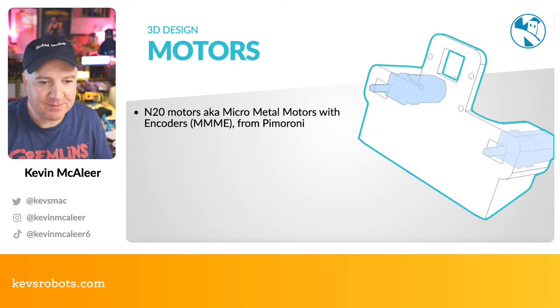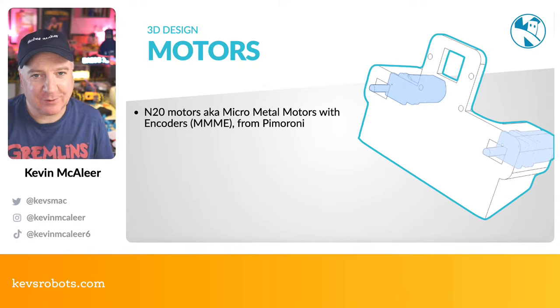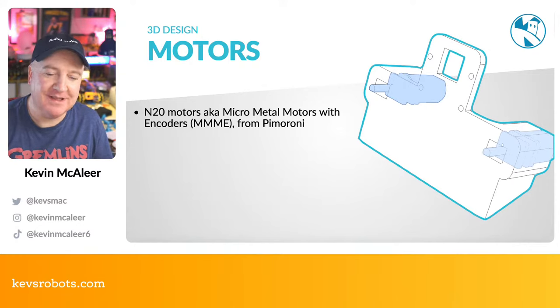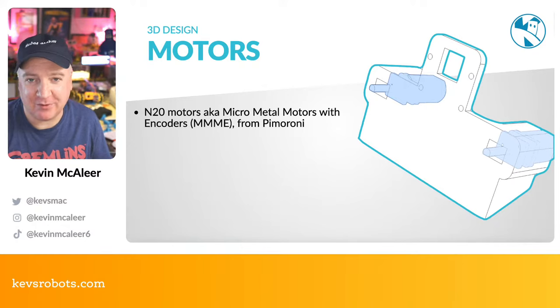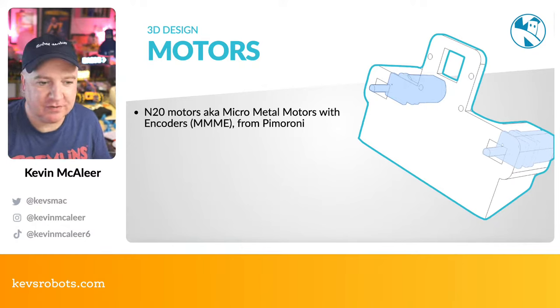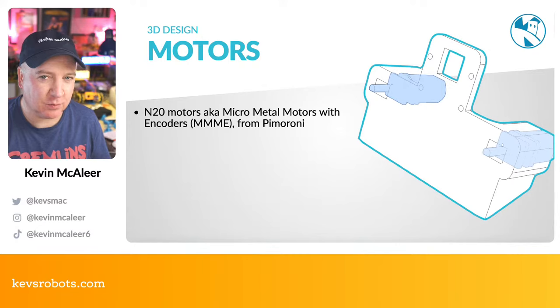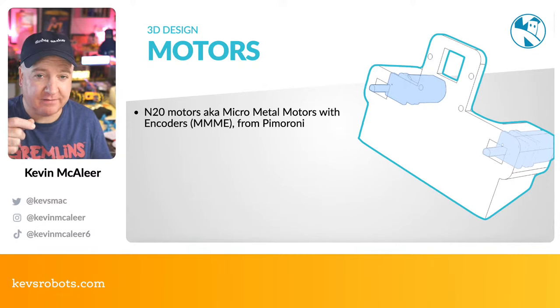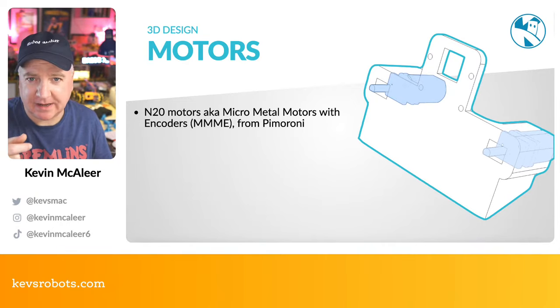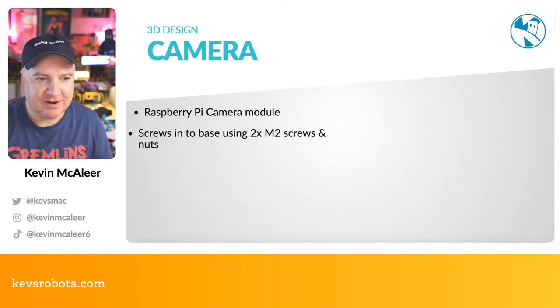So the motors, as you can see here, these are the N20 or also known as the micro-metal motors with encoders, and that's what they call them, MMME from Pimoroni. You can get them on their store. They sometimes go out of stock, so you just have to watch for those ones because they're very, very popular. They've already got the header on the back for the cable, and they have the encoder sensor on the back of the spindle as well, the shaft that rotates round.